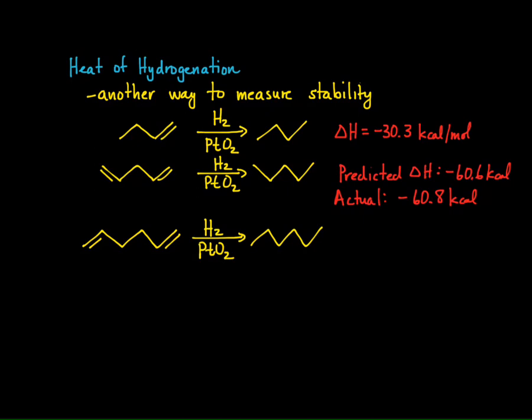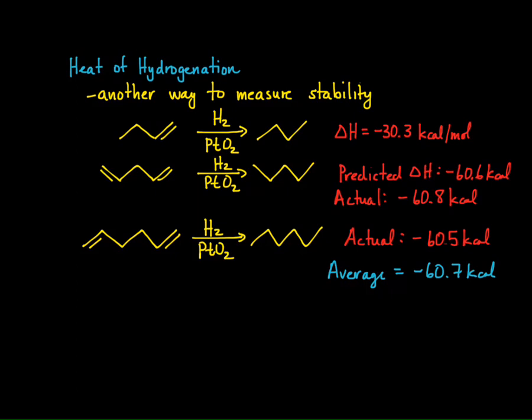And so here is 1,5-hexadiene, and again, we have two double bonds, and so we would predict the delta H for this to be 60.6, and when we measure it, the actual value is minus 60.5 kilocalories per mole. So again, you see a very close approximation. And we can average those two together, and we get minus 60.7 kilocalories per mole. So very close to what we would predict to be the heat of hydrogenation.